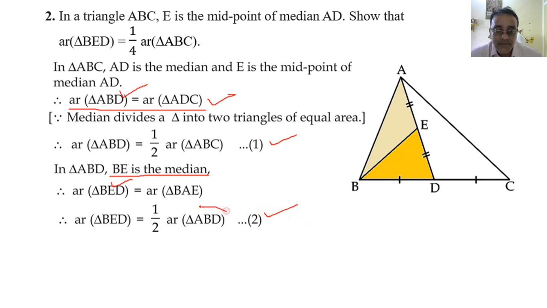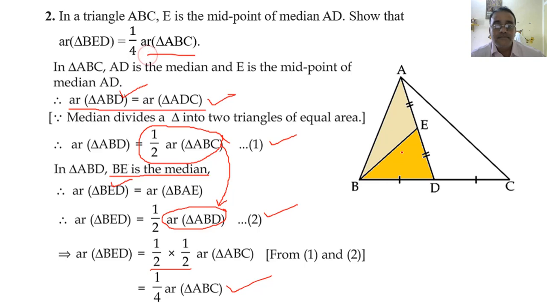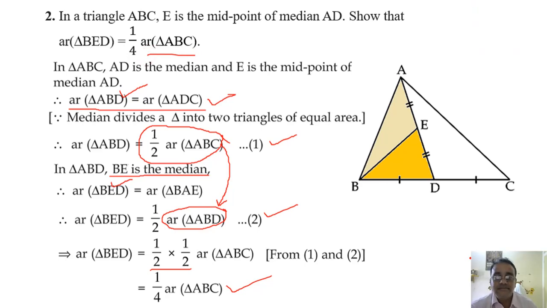अभी ध्यान से देखो. Now the value of area of triangle ABD is half of area of triangle ABC. Now this we will substitute here. Area of triangle ABD के प्लेस में ये वाला substitute करेंगे. So we will get half into half of area of triangle ABC. So half into half, 1/4. Right, 1/4. So ये कैसे है? From equation 1 and 2. So this is equal to 1/4 of area of triangle ABC. यही prove करना था हम लोग को. Any doubt? No, sir.